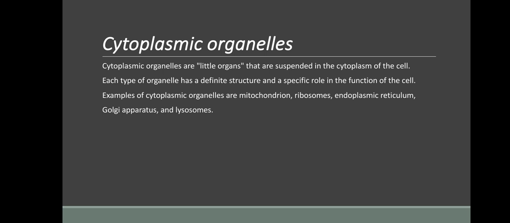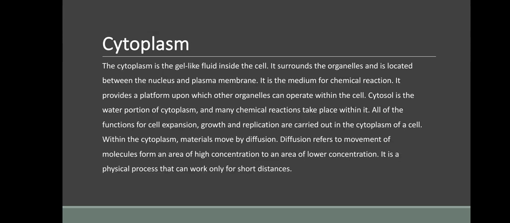The cytoplasm. Sorry. The cytoplasm is a gel-like fluid inside the cell. It surrounds the organelles and is located between the nucleus and plasma membrane. It is a medium for chemical reactions. It provides a platform upon which other organelles can operate within the cell. Cytosol is the water portion of cytoplasm, and many chemical reactions take place within it.